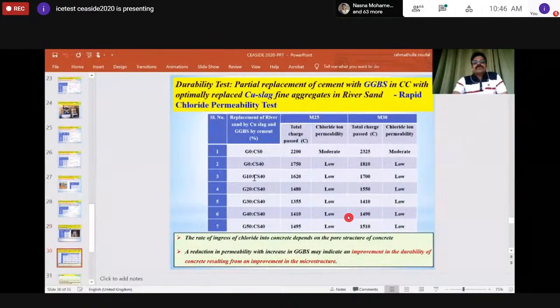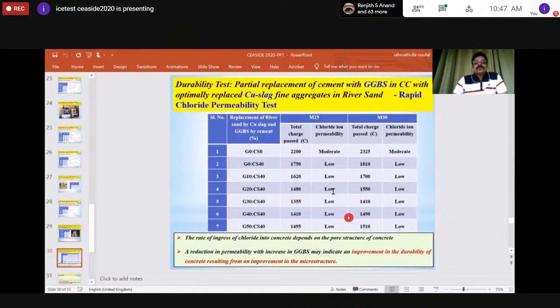These are the values. We did the same replacement percentages for M25 and M30 concrete. You can see that initially, when we are not adding this industrial waste, the chloride ion permeability is moderate. When we replace it, you can see that it comes low. Low means the passage of current is low, which means it is not a porous structure. The rate of ingress of chloride into concrete depends upon the pore structure of concrete. So the pore structure is less, and that's why the current value becomes low.